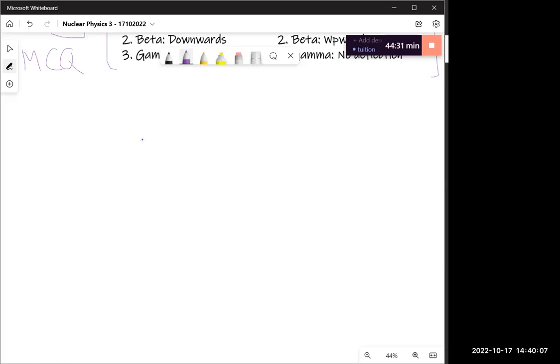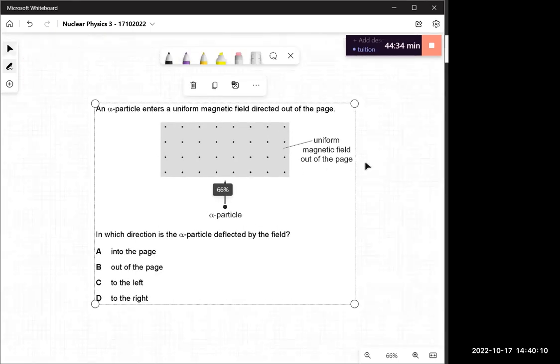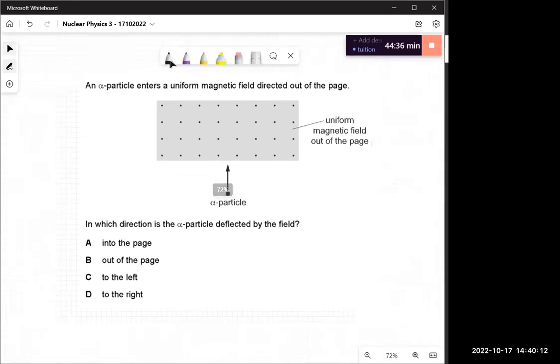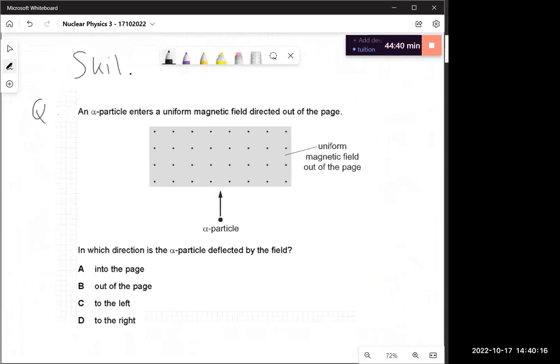Just a second. Now look at this one. Now read the question, Anas. Skill check. An alpha particle enters a uniform magnetic field directed out of the page. In which direction is the alpha particle deflected by the field?